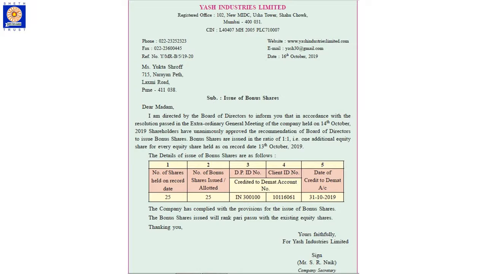Now this letter is written by the secretary to the member, so the content is related to the bonus shares, that is, how many bonus shares she will be allotted against her shares, what is the company's policy, and what is the ratio to be given. That means if the member holds 5 equity shares, the ratio can be one equity share, that is a bonus share, for every 5 shares held. So we will be seeing the same type of information conveyed to the members.